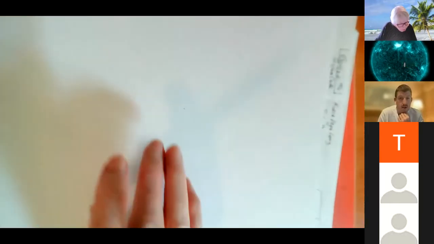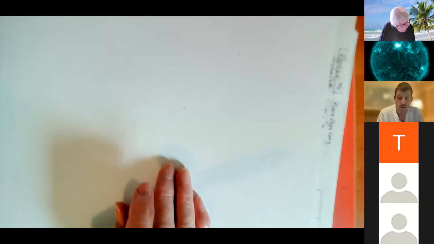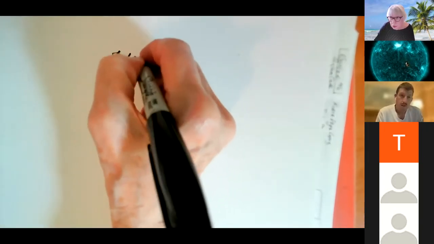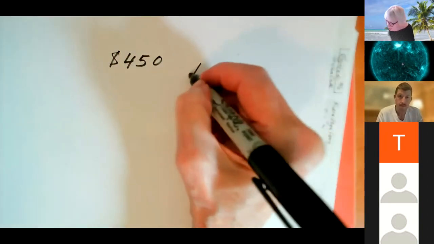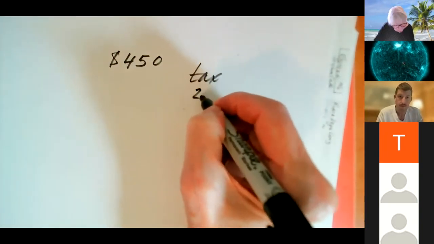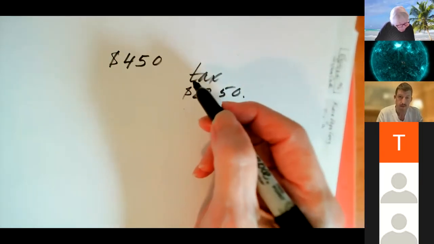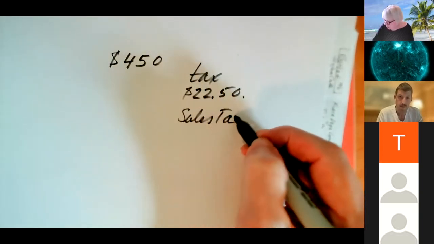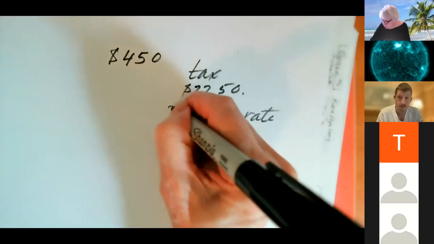Okay, here's one that's also about a house. Suppose the purchase, oh no, this is not about a house. So suppose the purchase price of a dining room set is $450. So you're gonna buy something. If the tax is $22.50, okay? What was the sales tax rate? In other words, what's the percentage? That's the question.